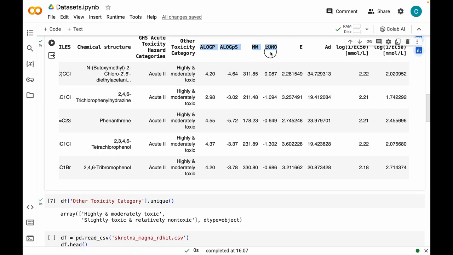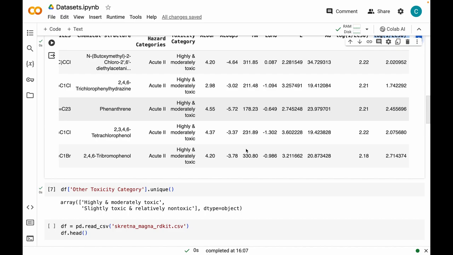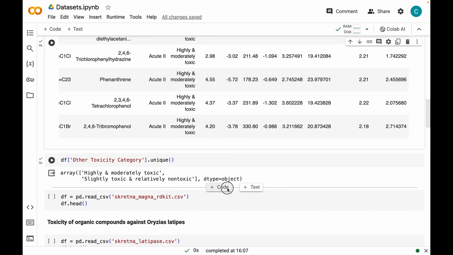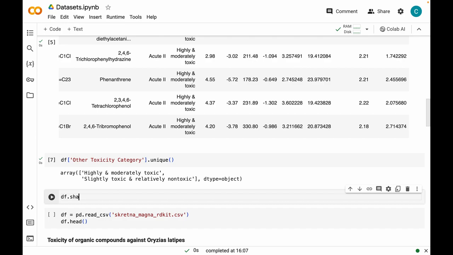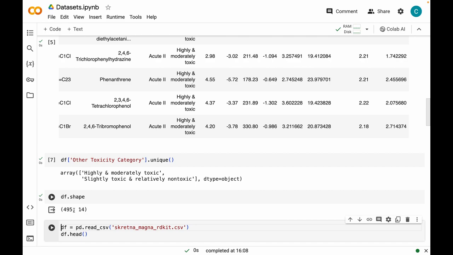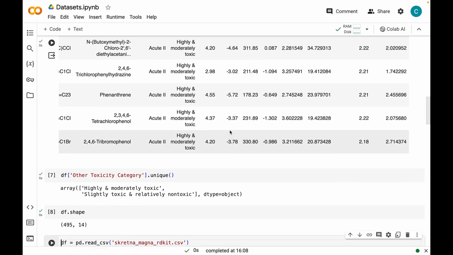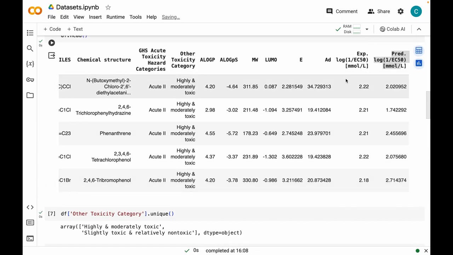These are the descriptors which they have used. And this is the experimental log 1 by EC50 value. So that's the experimental toxicity, and this is the predicted one which they predicted using their model. You can use this for comparing your predicted values. And if we want to have a look at the shape, it has 495 data points, which is quite reasonable, especially when we have experimental values here.